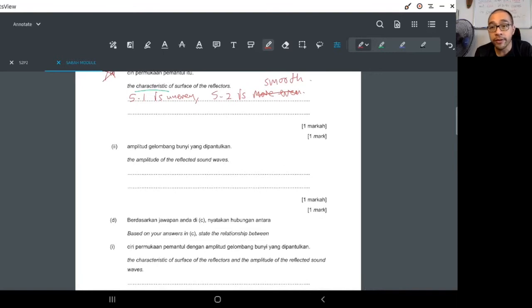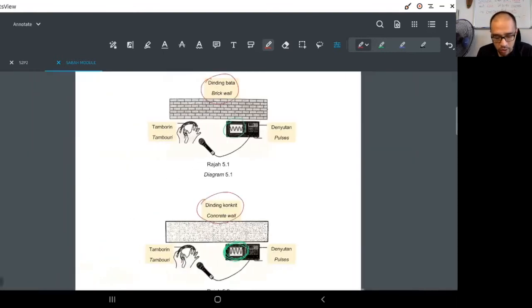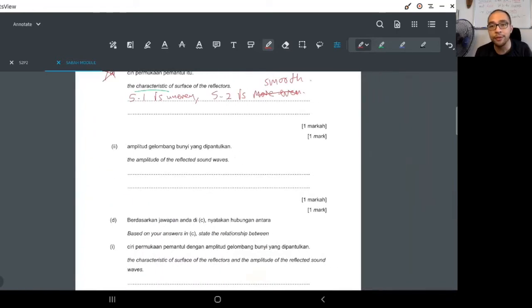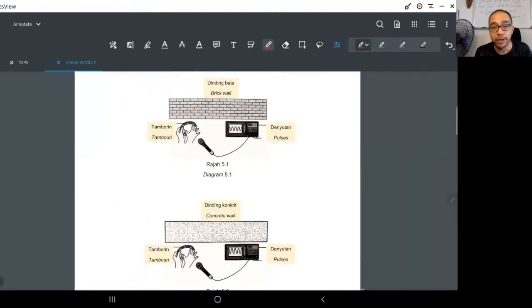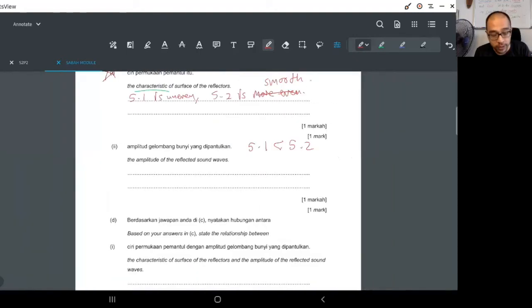Okay, amplitude of the reflected sound waves. This is where you know already. The amplitude, obviously 5.2 is bigger than 5.1. Now, again, if you are my student, I will say this again and again. Comparing questions, I insist that you write the answer in full. I will not accept this kind of answer: 5.1 is less than 5.2. Although we know the amplitude is definitely 5.1, I want you to write a full sentence.